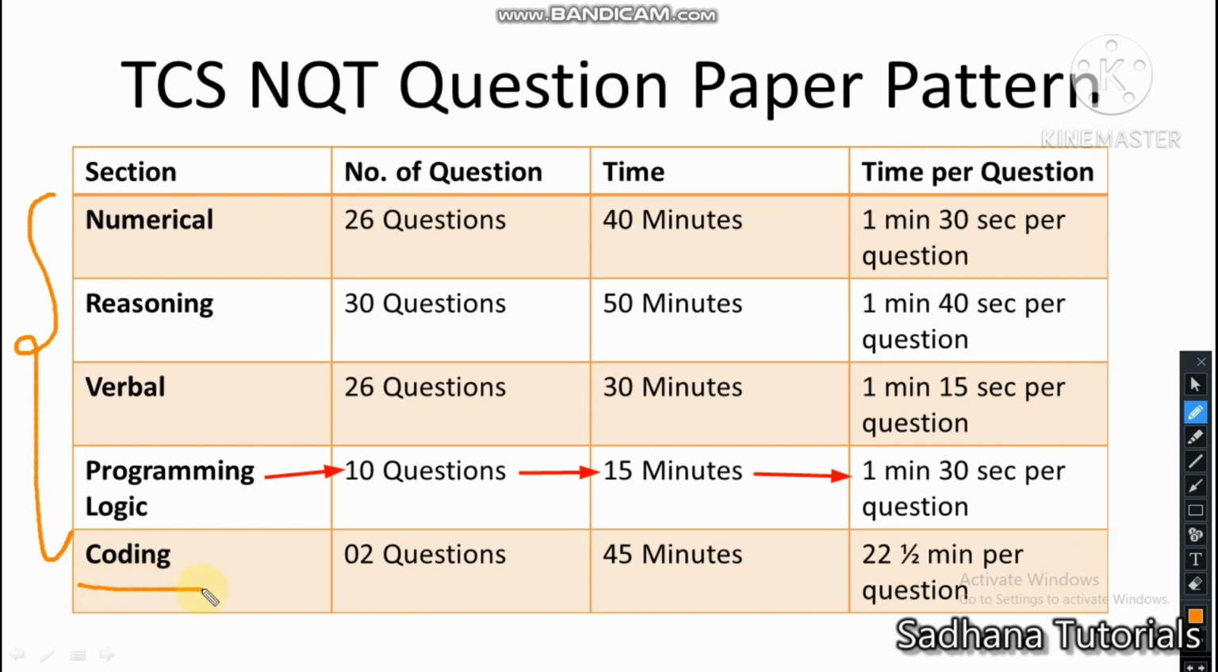Then last is coding. Of course, two questions are given, 45 minutes, and for each question we get 22 and a half minutes. And remember guys, the compiler we get in TCS NQT is not the same as the regular compiler we see. Because in regular compilers, maybe it is an online compiler or C or Turbo, whatever programming platforms you use, they will show you which line the error is in and what type of error. But in this compiler, if you have taken IRC, you should understand this. It will not show you in which line the error occurred.